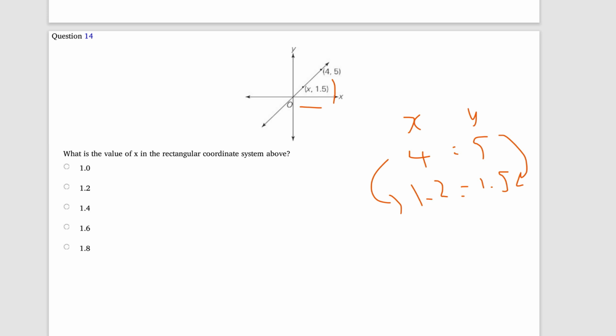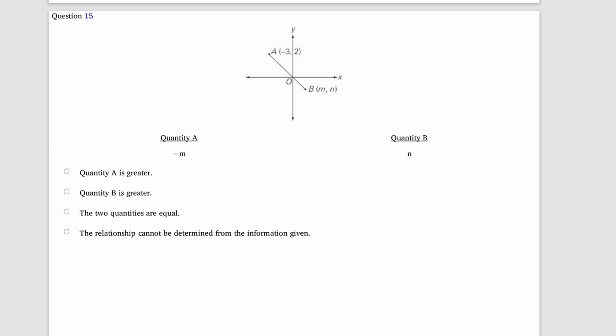Another way of finishing off that ratio is to divide both sides by 5 to get it down to 1. So that would be 0.8 to 1, and then scale it up. We need the right-hand side to be 1.5. So how do we go from 1 to 1.5? We times by 1.5. And so we times the left by 1.5, and that gets you 1.2. So different ways of solving it. To get from 0, 0 to 4, 5, we go across 4 and up 5. So that's the ratio you want to maintain for the missing coordinate. So answer B.